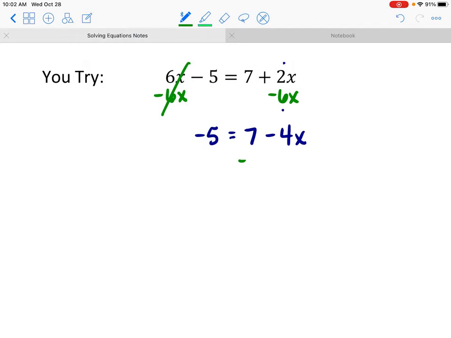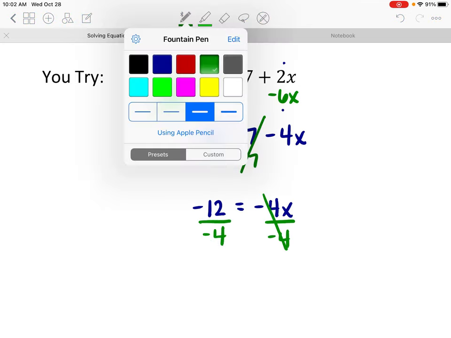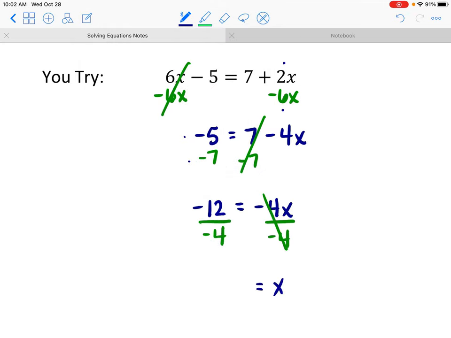So let's just put stuff on the opposite side of the equation, but in either case you're going to end up with the same answer. So I'm getting x alone now. I'm going to subtract 7 from both sides. And now a negative 5 and a negative 7 gives me a negative 12 equal to, I still have a negative 4x. And now I can divide both sides by negative 4. And negative 4 divided by negative 4 leaves me 1 in front of my x, equal to negative 12 divided by negative 4, which leaves me a positive 3.